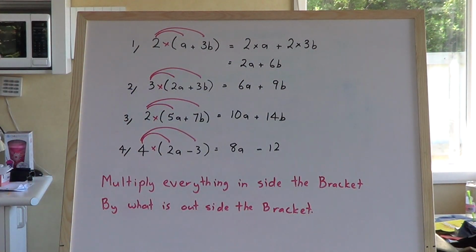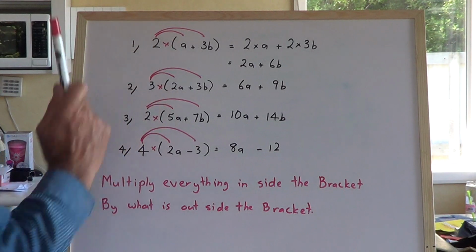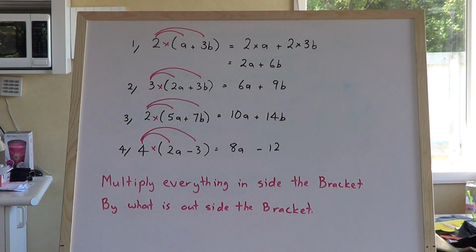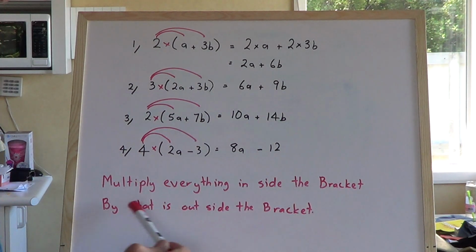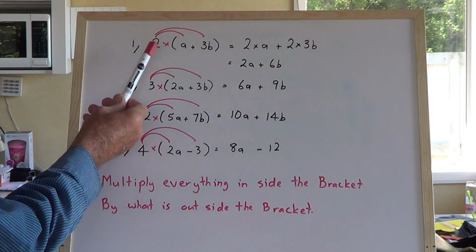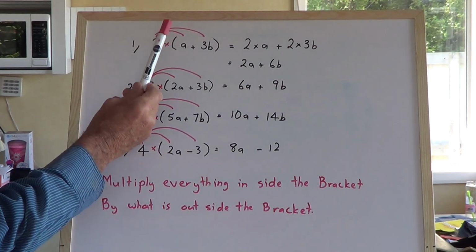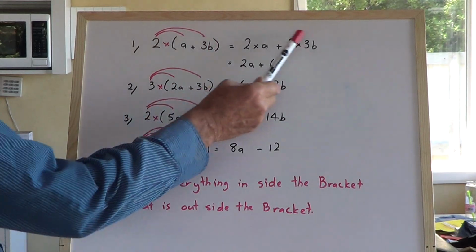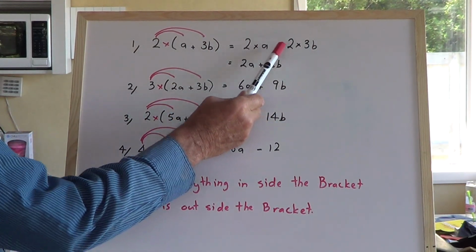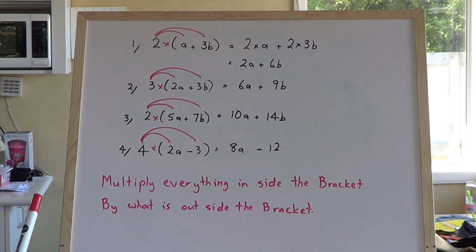Okay, here's the same question. Now the hidden sign, the sign between the 2 and the brackets, is a multiplying sign. And in the loopy method, what you do is you multiply everything inside the bracket by what is outside the bracket. Here we have 2 outside the bracket, so there's a multiplying sign. 2 times A, there it is, 2 times A, and 2 times 3B. 2 times A is 2A, 2 3s are 6B.